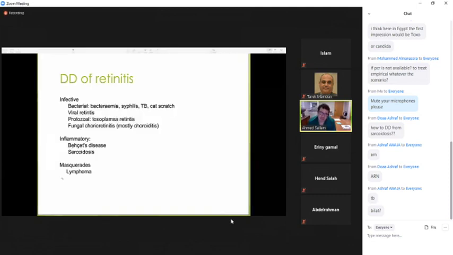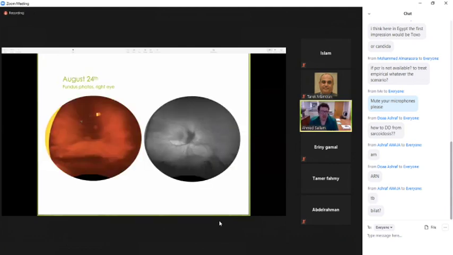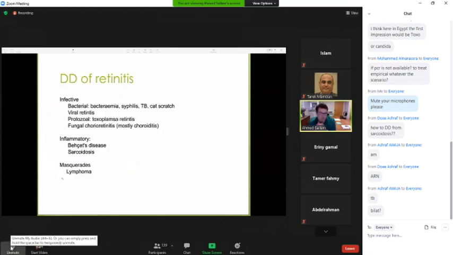Okay, so here's the list again, and retinitis is really an easy one. If it's not Behçet, most likely it's infection, and the most important to cover is viral, and always keep the door open, particularly in old patients, for lymphoma. Very happy to entertain any questions on this part.